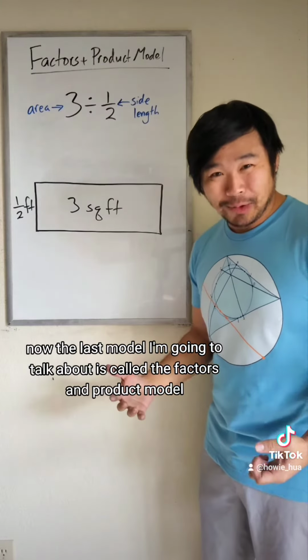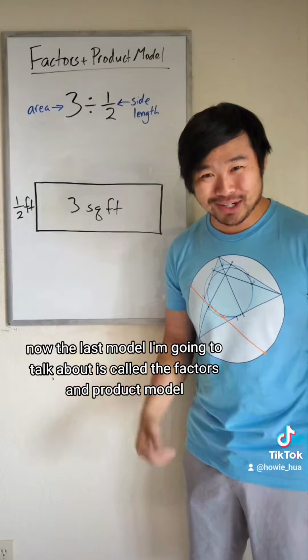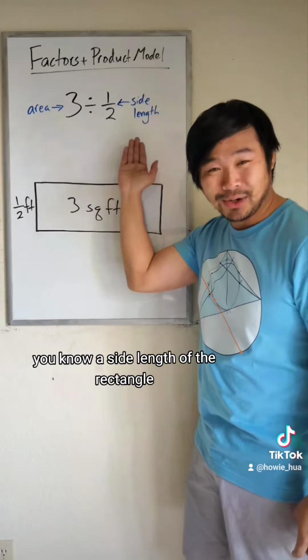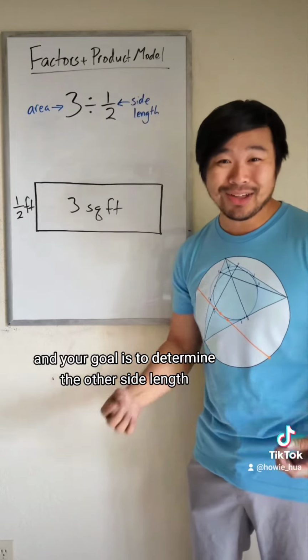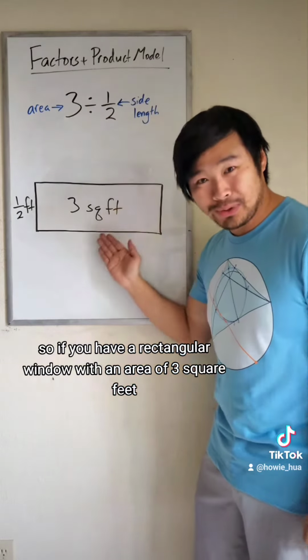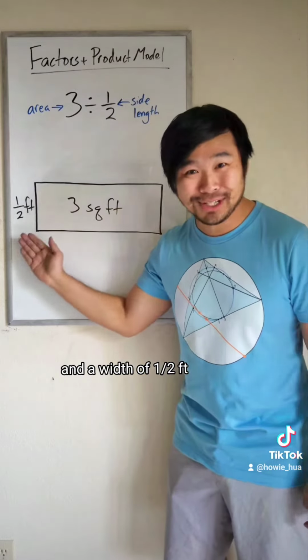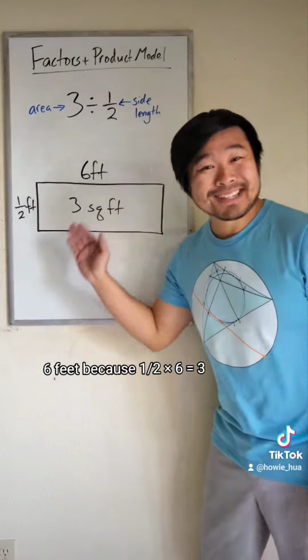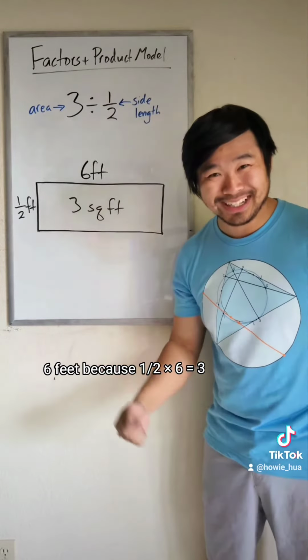Now, the last model I'm going to talk about is called the factors and product model, where you know the area of the rectangle, you know a side length of the rectangle, and your goal is to determine the other side length. So, if you have a rectangular window with an area of 3 square feet and a width of 1/2 foot, what is the length of this window? 6 feet, because 1/2 times 6 equals 3.